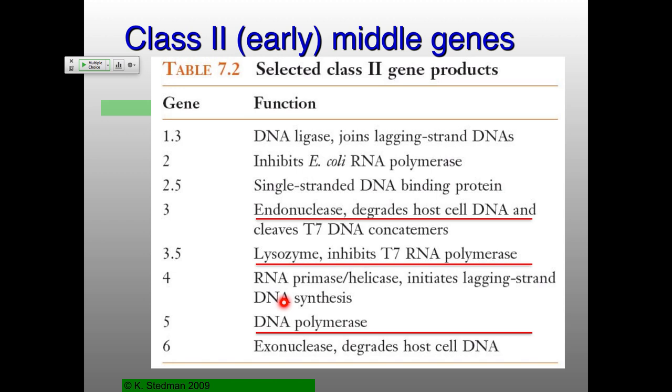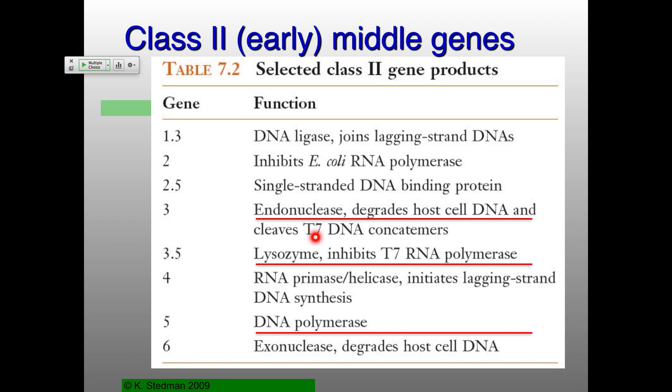Not the numbers, just that they have these. DNA polymerase, and this is now your DNA-dependent DNA polymerase, so that's going to be what's replicating the viral genome. Endonuclease chops up the host cell DNA. So this infection really trashes the host cell, and all of the nucleotides that are gained from breaking down the host genome then get incorporated into the viral genome. It also cleaves the concatemers that we'll talk about a little bit later on.